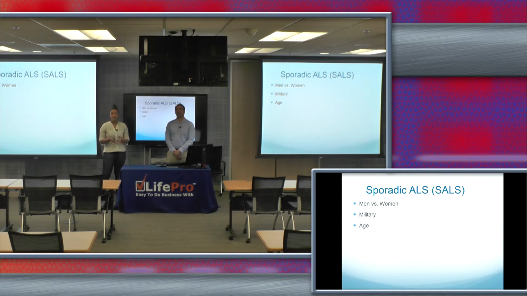There are about 6,000 people every year that contract this disease, so it is still considered an orphan disease. It's a rare disease, so it's vital that research goes into it and awareness goes into it, because a lot of people still don't know what ALS is.